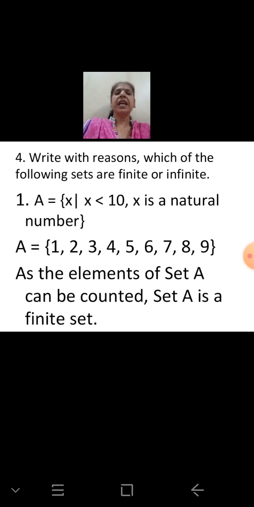First one. Set A is a set of all x such that x is less than 10, x is a natural number. So we have to write the natural numbers less than 10. So we list them. When we list them, we write set A is equal to 1, 2, 3, 4, 5, 6, 7, 8, 9, written in curly brackets, as we write sets. So we have listed the natural numbers less than 10, up to 9. As the elements of set A can be counted, we can count them. So set A is a finite set.